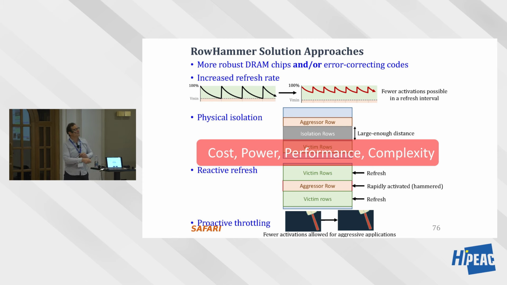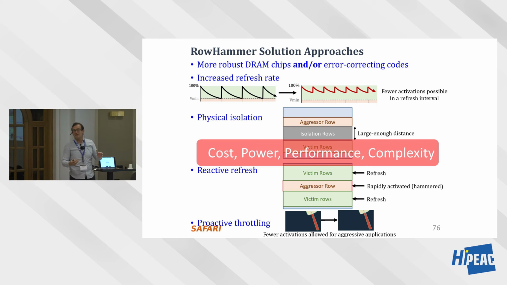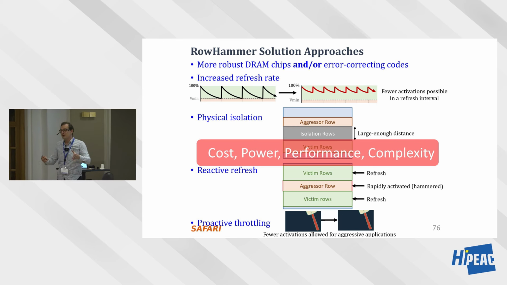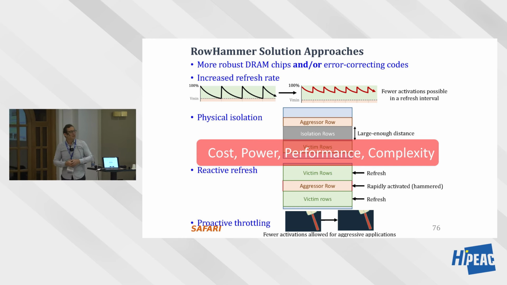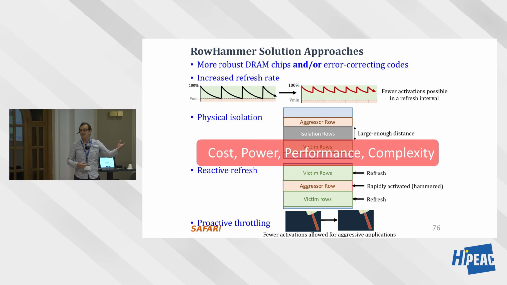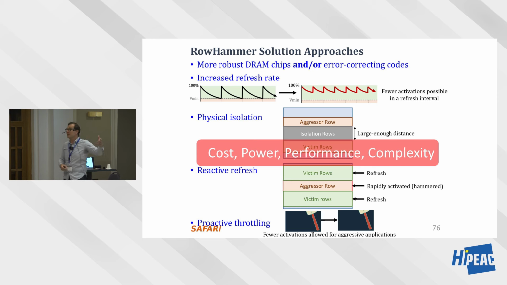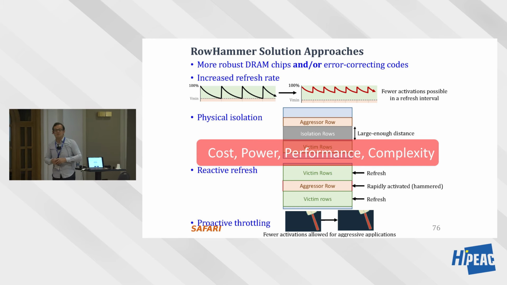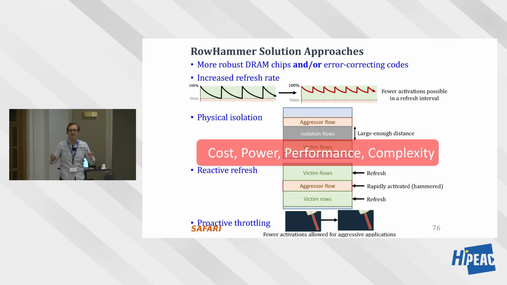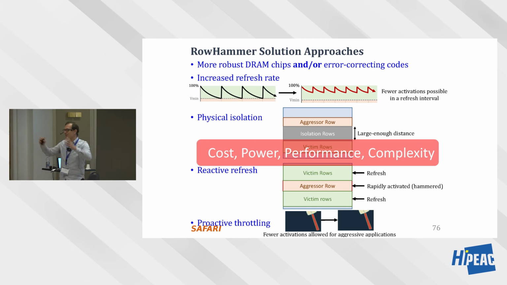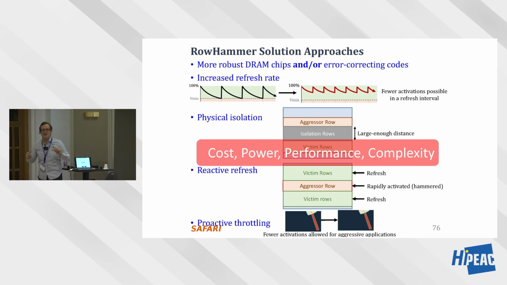Reactive refresh says, whenever you activate an aggressor row many times, refresh the victim rows. Well, this requires tracking of the aggressor row somehow, and also knowledge of what the victim rows are. Tracking can be done probabilistically, as I will show you, or deterministically, or perfectly or approximately also. And these all have implications on security, etc., as we will see.